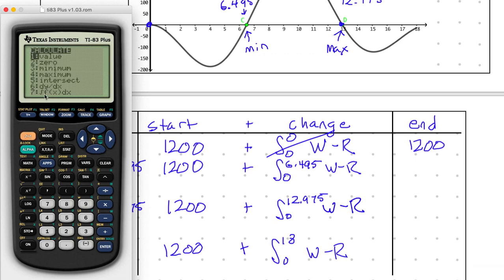You can do the second trace and calculate the integral using the 7, but it's faster to not do that and just do math 9, vars, enter 3, the y3 function with respect to x from 0 to 6.495. And then I need to add 1,200 to whatever this answer is because I need to include my start condition as well. It's a very common mistake to just forget your start condition after you do your integral. So don't feel bad. Okay, so I have a negative amount, and if I add that to 1,200, I get 525.242.